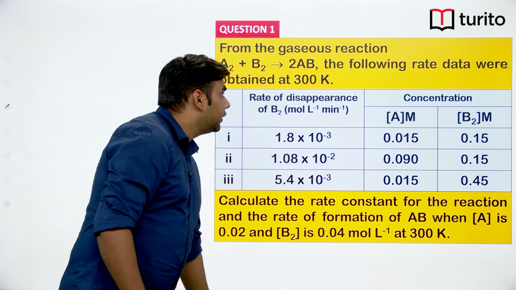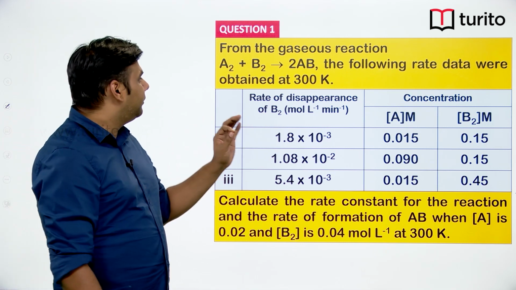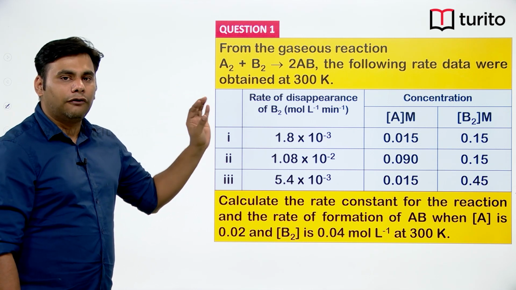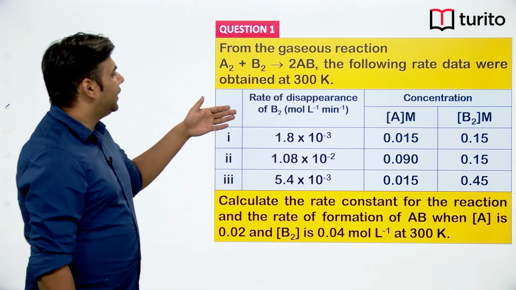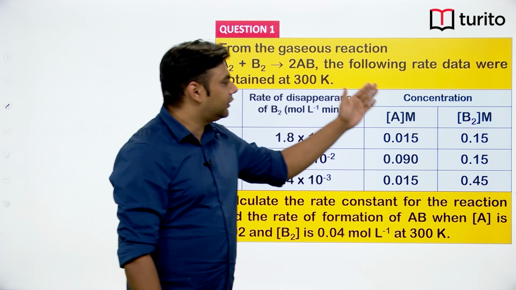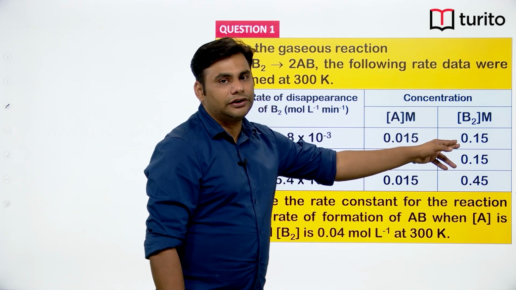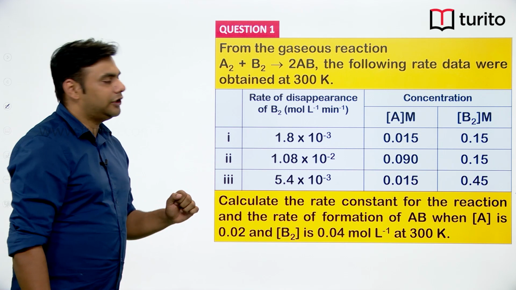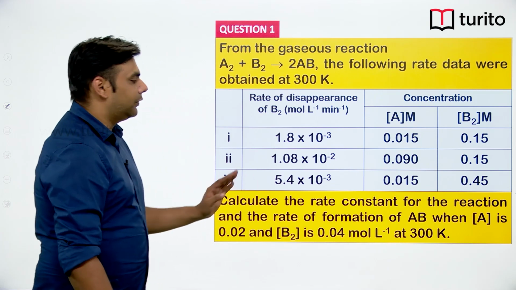So just read this question first. It says there is a gaseous reaction in which A2 reacts with B2 forming 2AB. We don't know the rate law for this reaction. The following rate data were obtained at 300 Kelvin. The rate of disappearance of B2 and the concentrations of A2 and B2 were reported. When the concentration of A2 was 0.015 and the concentration of B2 was 0.15, the rate of disappearance of B2 was 1.8 into 10 raised to minus 3. When we change the concentrations, a different rate of disappearance of B2 is given.